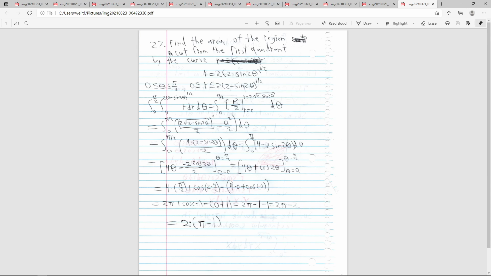And you integrate, like before, r squared over 2. There are no real tricks used, just normal integration techniques. You end up with 4 minus 2 sine 2 theta. Integrate that, and it becomes 2 times the quantity pi minus 1, and that's it.